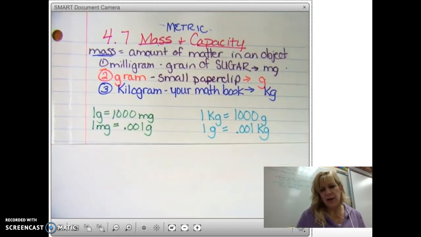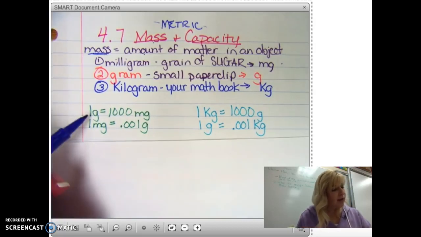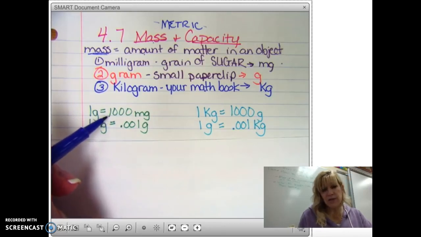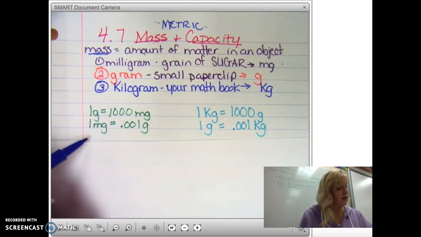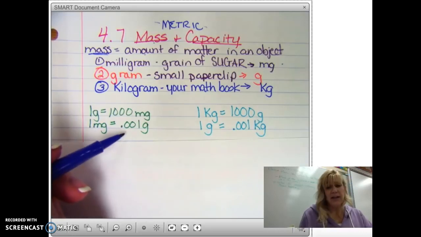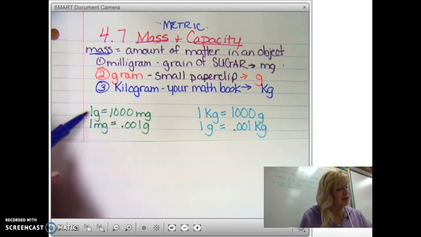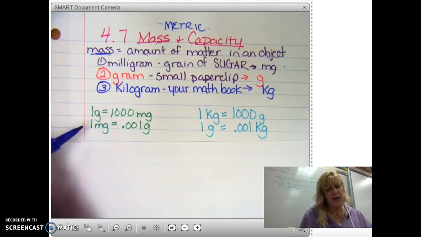These conversions are very important for tomorrow's lesson, but I want you to start wrapping your brain around them. So if I have 1 gram, one small paper clip, that is the equivalent of having 1,000 milligrams or 1,000 little grains of sugar. The opposite of that is saying if I have 1 grain of sugar, that is 1/1000th of a gram or a paper clip. So these are saying the same things backwards.